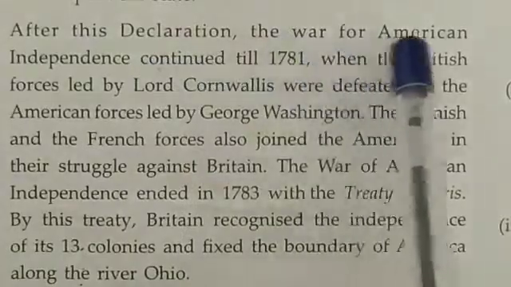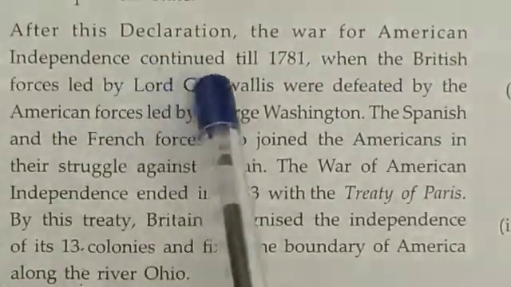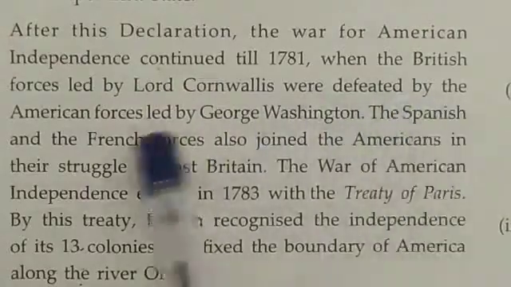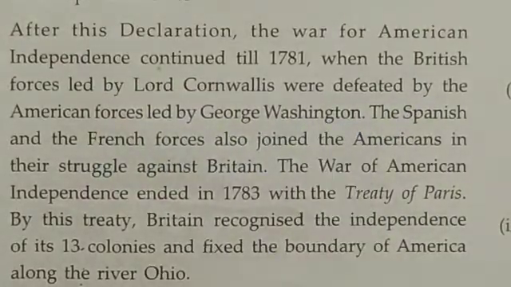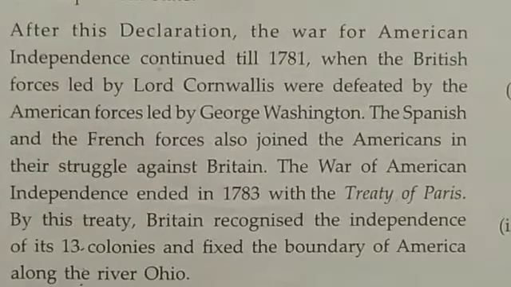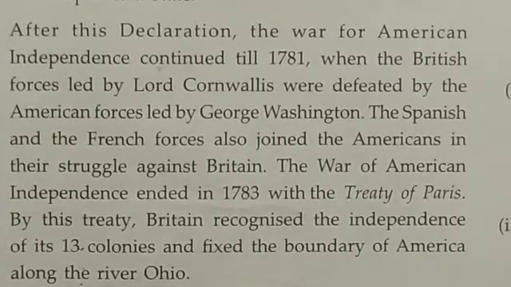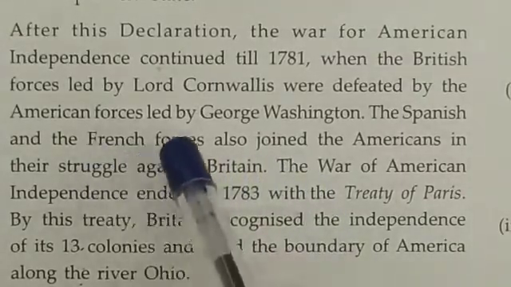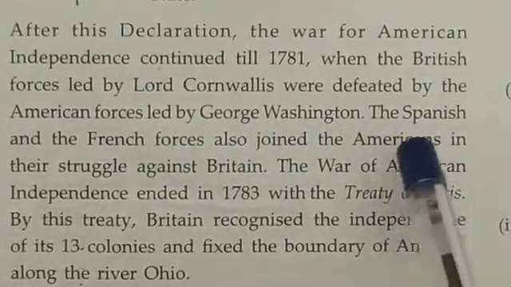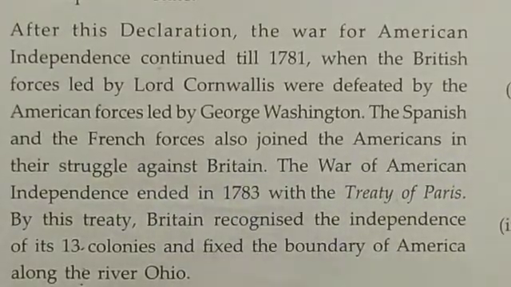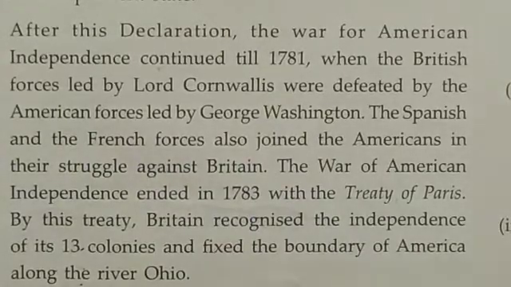After this declaration, the war for American independence continued till 1781, when the British forces led by Lord Cornwallis were defeated by the American forces led by George Washington. So the Declaration of Independence was adopted in 1776, but even after that the war continued till 1781. The Spanish and the French forces also joined the Americans in their struggle against Britain. So the Americans had the support of the French and the Spanish armies.